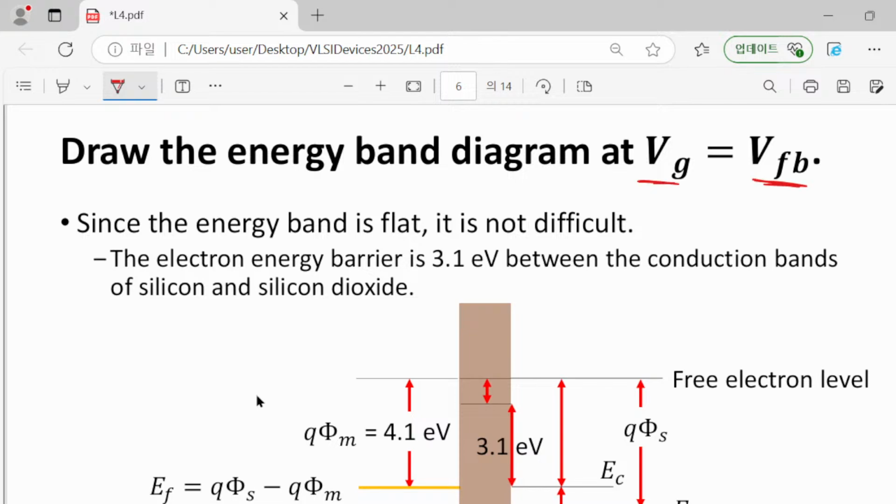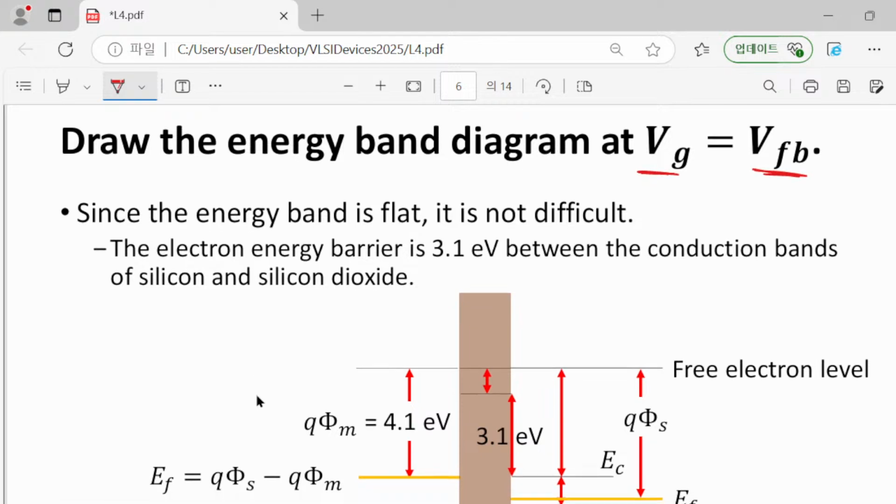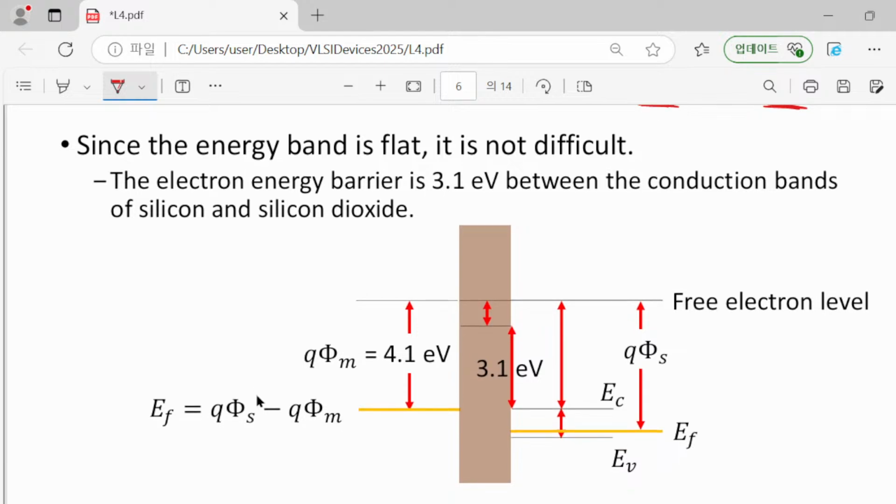When gate voltage is equal to the flat band case, what we have is a completely flat vacuum level. So although their Fermi levels are different here and there, of course in the general case, if we have a difference in Fermi level, then there will be the transport of electrons.